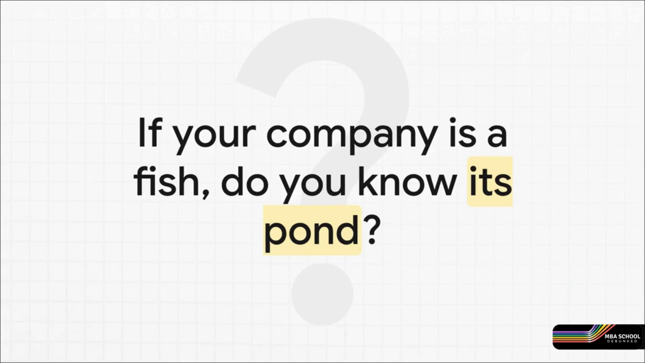So, just imagine this for a second. Your company is a fish. It's swimming around in a pond, which is basically its external environment. Now, that pond is full of hidden currents, right? Some of those currents can help you swim faster and farther, but others can pull you right under. Our whole goal here is to learn how to see and map out every single one of those currents.